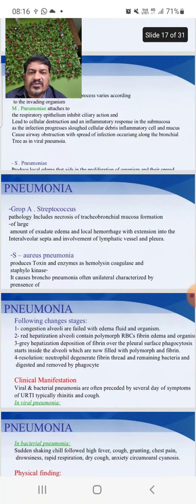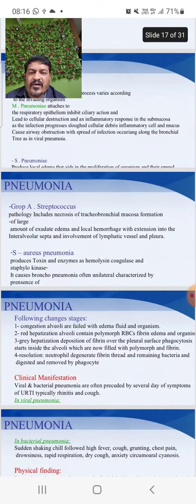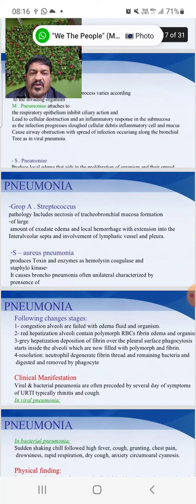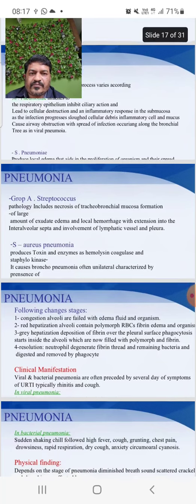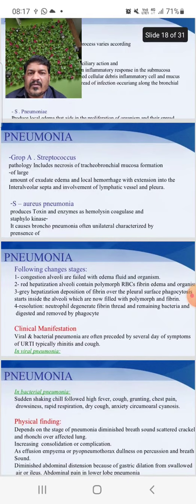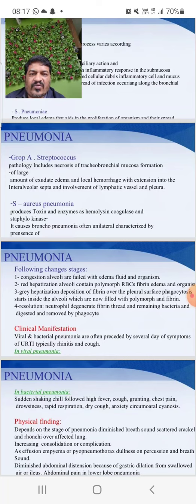Following changes occur in stages: first, second, third, and fourth. There are four stages mainly. First is congestion: alveoli are filled with edema fluid and organisms. Red hepatization: alveoli contain polymorphs, RBCs, fibrin, edema, and organisms. Gray hepatization: diffusion of fibrin over the pleural surface, and phagocytosis starts inside the alveoli, which are now filled with polymorphs and fibrin. Resolution stage: neutrophils degenerate, the fibrin thread and remaining bacteria are digested and removed by phagocytes.